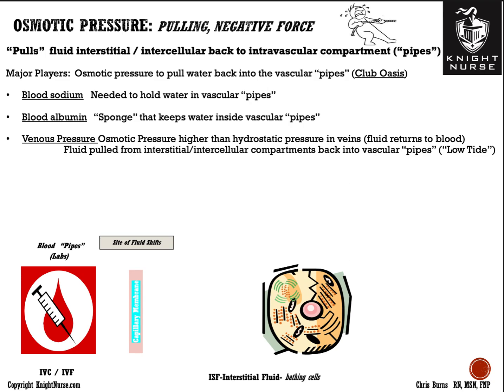So again, you've got your pipes, your vasculature, you have your cellular membrane, you have your interstitial fluid and your cells.